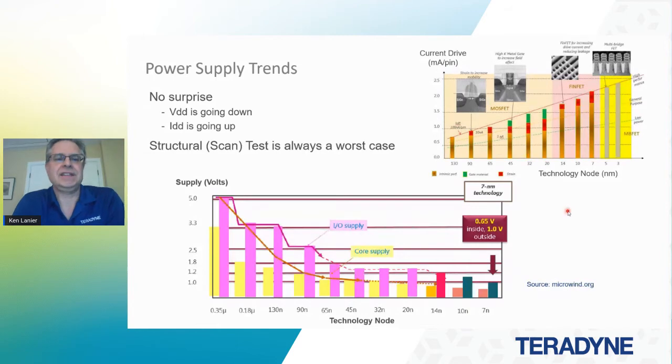And again, at test, we have a bigger problem than anybody else who's using this device, because when we test the device, we run structural scan tests, which by definition are flipping lots of transistors at once, and causing really the worst case power supply draw that device will ever see.